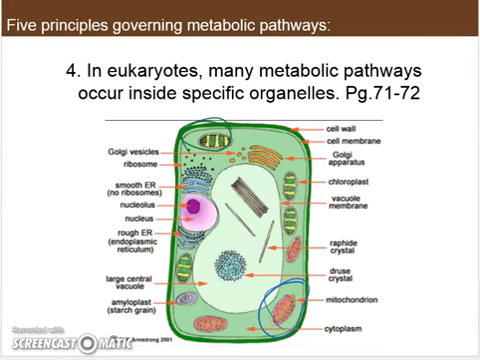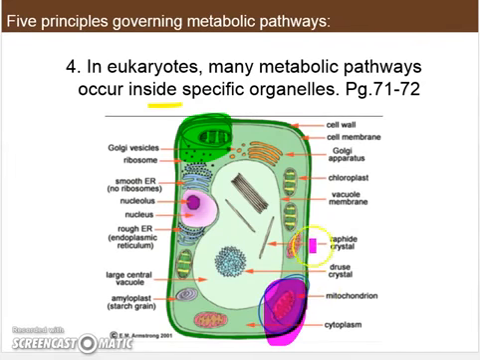The fourth principle governing metabolic pathways is that in eukaryotes, many of these occur inside specific organelles. If you remember, organelles are important because they allow us to compartmentalize these metabolic reactions, which adds to efficiency. So, for example, you've got your chloroplast for photosynthesis, and you've got your mitochondria for doing some excellent cellular respiration.